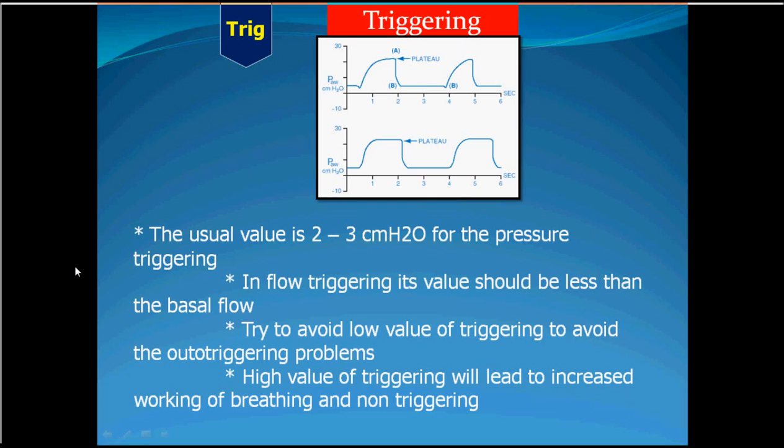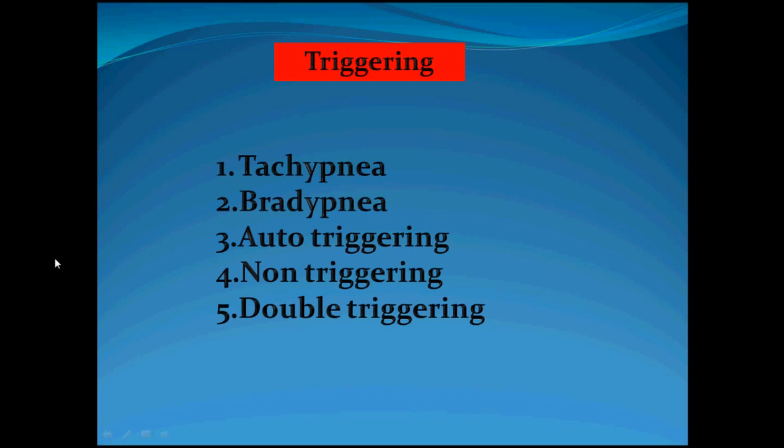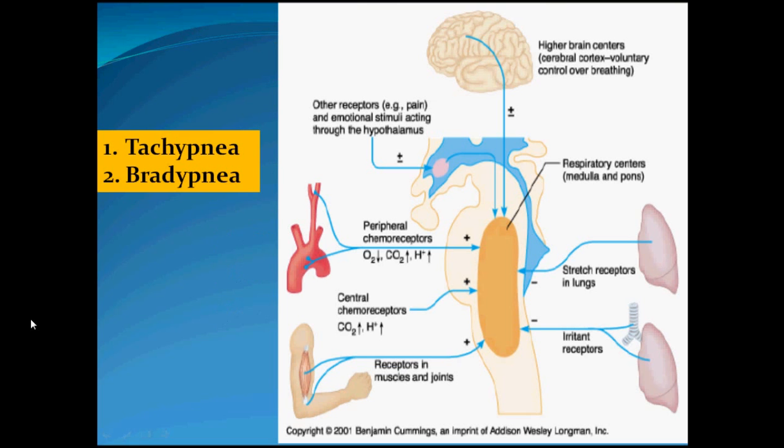Let's go and see what the problems of triggering are. The triggering problems are tachypnea, bradypnea, auto-triggering, non-triggering, and double triggering. Let us go and talk about each of them separately.